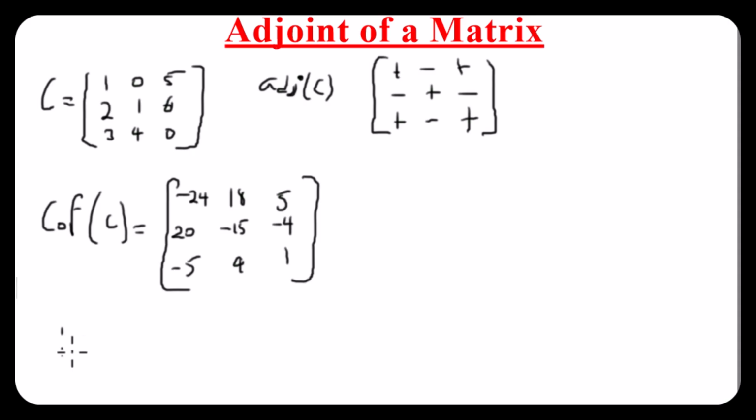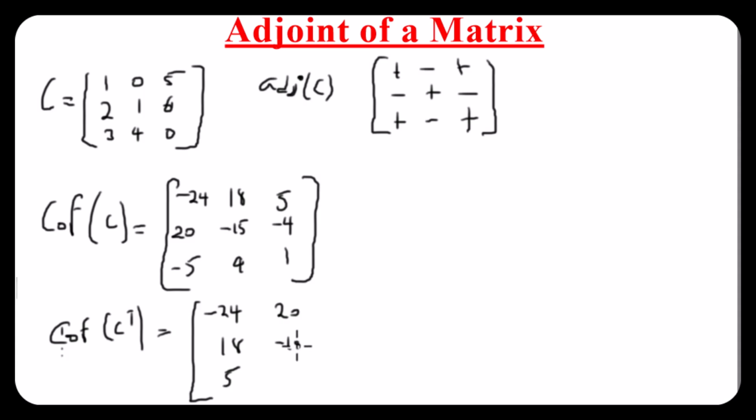So cofactor, transposing this matrix. So to transpose, when we're transposing, we're simply interchanging the rows with the columns. So the first row becomes the first column. So we have minus 24, 18, and 5. So second row becomes the second column. So we have 20, negative 15, and negative 4. And lastly, the third row becomes the third column. So negative 5, 4, and 1.